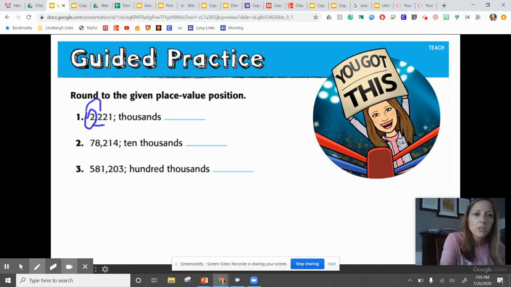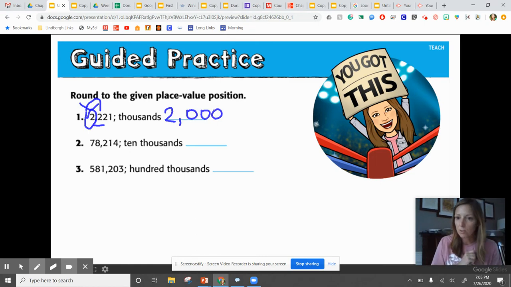What does the 2 tell us to do? Let's think. 5 or more, add 1 more. 4 or less, let it rest. So that means it stays the same. So we're going to keep our circled number the same, which is a 2, and then all the numbers turn to zeros after the circled number.